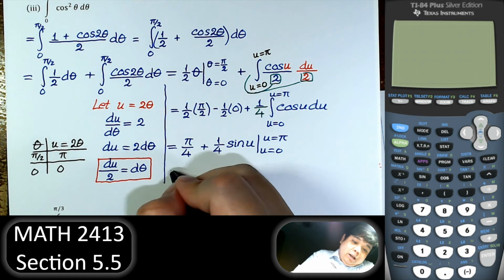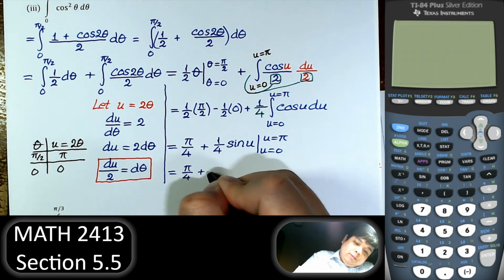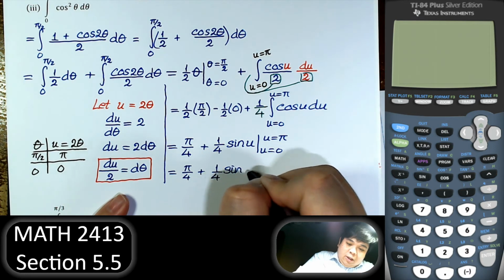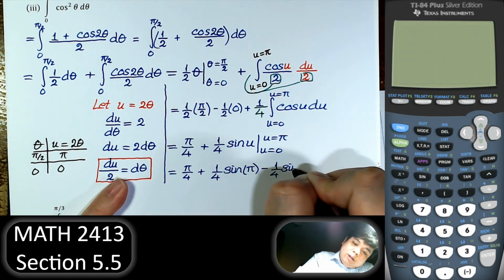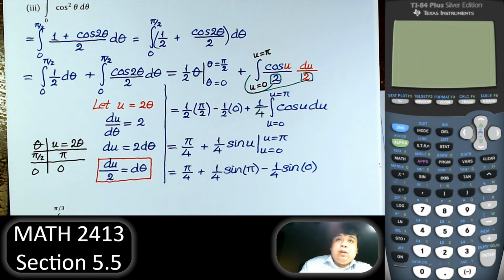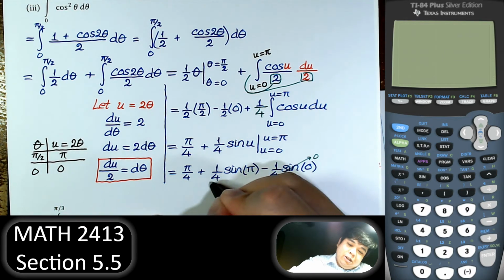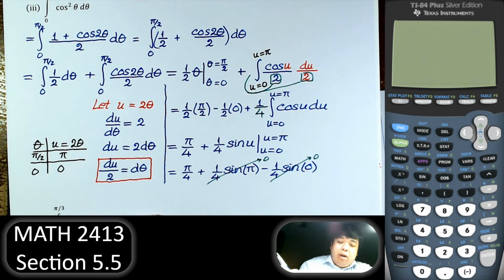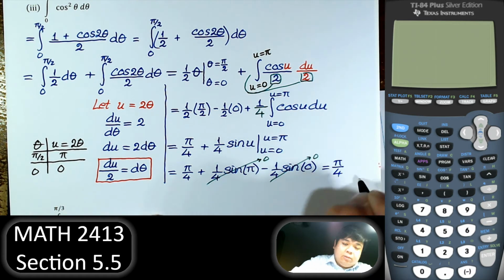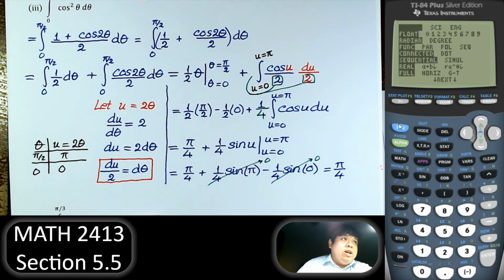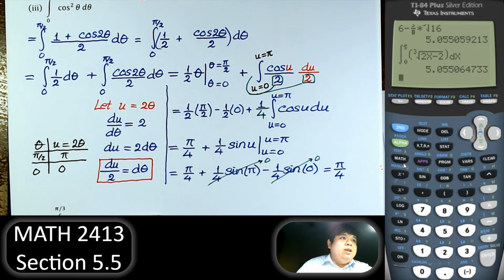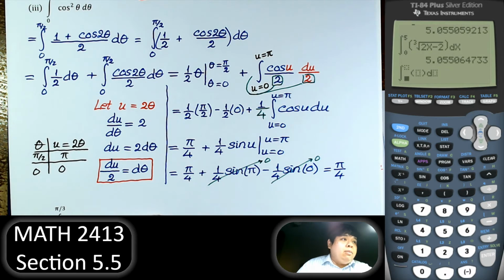Of course, we want to put pi in and put 0 in. Sine of pi, subtract sine of 0. Now sine of pi is 0, sine of 0 is also 0, so this is 0 and this is also 0. So the answer is pi over 4. Now let's check. If we use trig, make sure it's in radian. Math, option number 9, going from 0 to pi over 2.